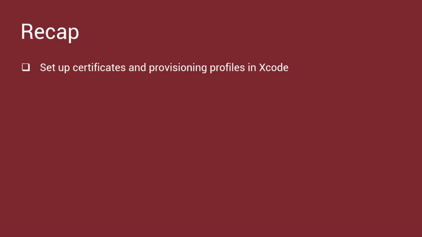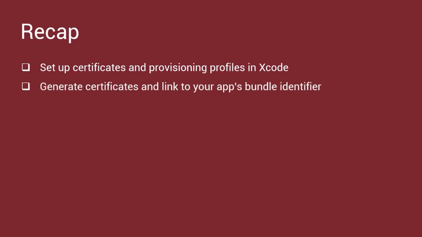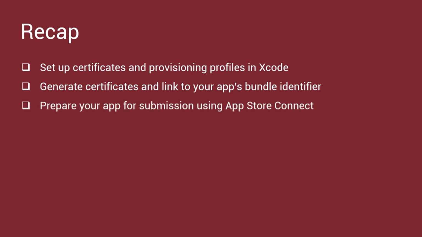In this video, you learned that the first step to publishing your Flutter app is setting up certificates and provisioning profiles in Xcode to authenticate your identity and sign your app. The next step is to generate development and distribution certificates through your Apple developer account and link provisioning profiles to your app's bundle identifier. Then, prepare your app for submission using App Store Connect to create an app record and upload your app's binary file.